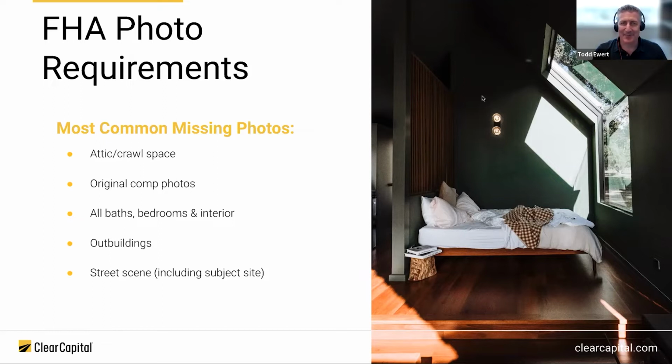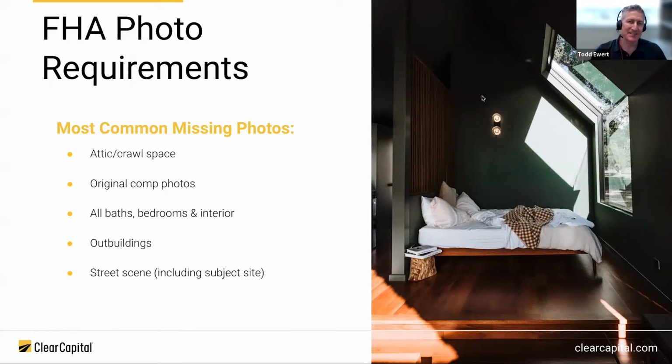FHA does have a tendency to be more sensitive in their photo requirements, might ask you for a little more. So when in doubt, go ahead and get that photo. As well, make sure there's a photo of all outbuildings. And I won't call this a frequent revision request, but I have seen it on numerous occasions, and it's maybe not as well known an FHA requirement.